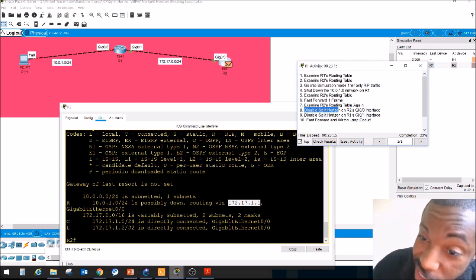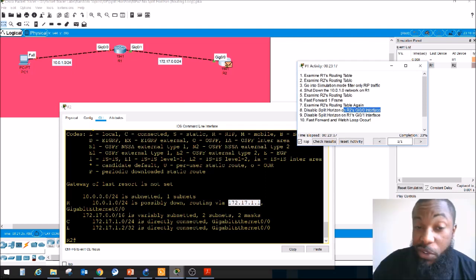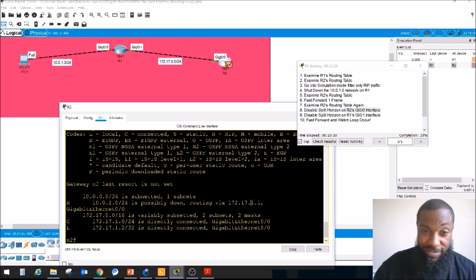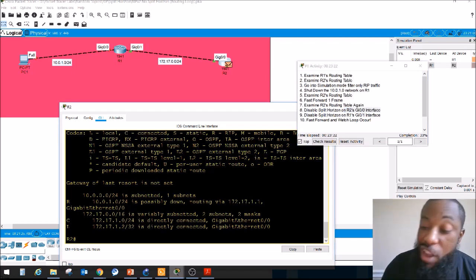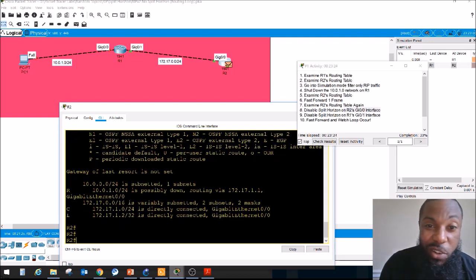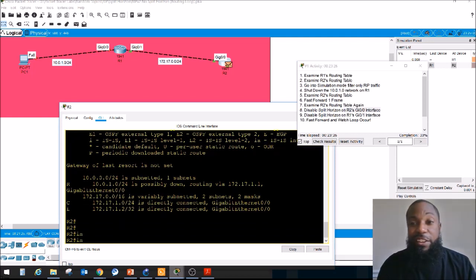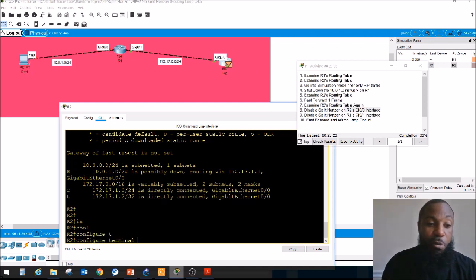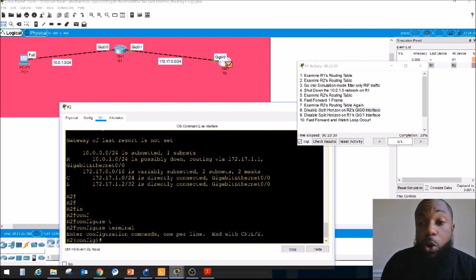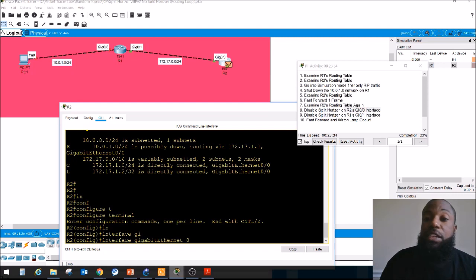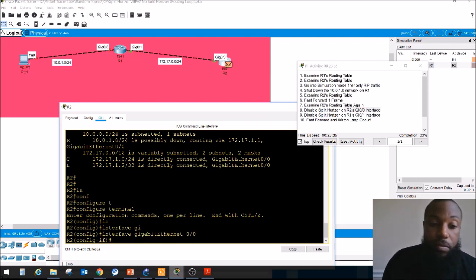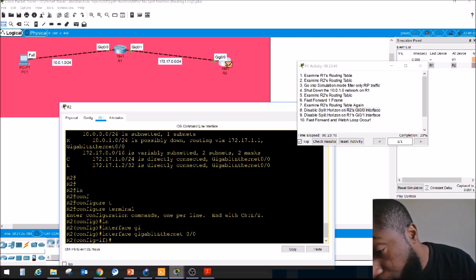Disable split horizon on router 2's GI0/0 interface. This sounds pretty catastrophic, right? Let's go to router 2. We are in there already. Configure terminal, we're going to go into global config mode. Interface GI0/0. And we are going to disable split horizon. Do you remember how to do that? Pause and think about it.